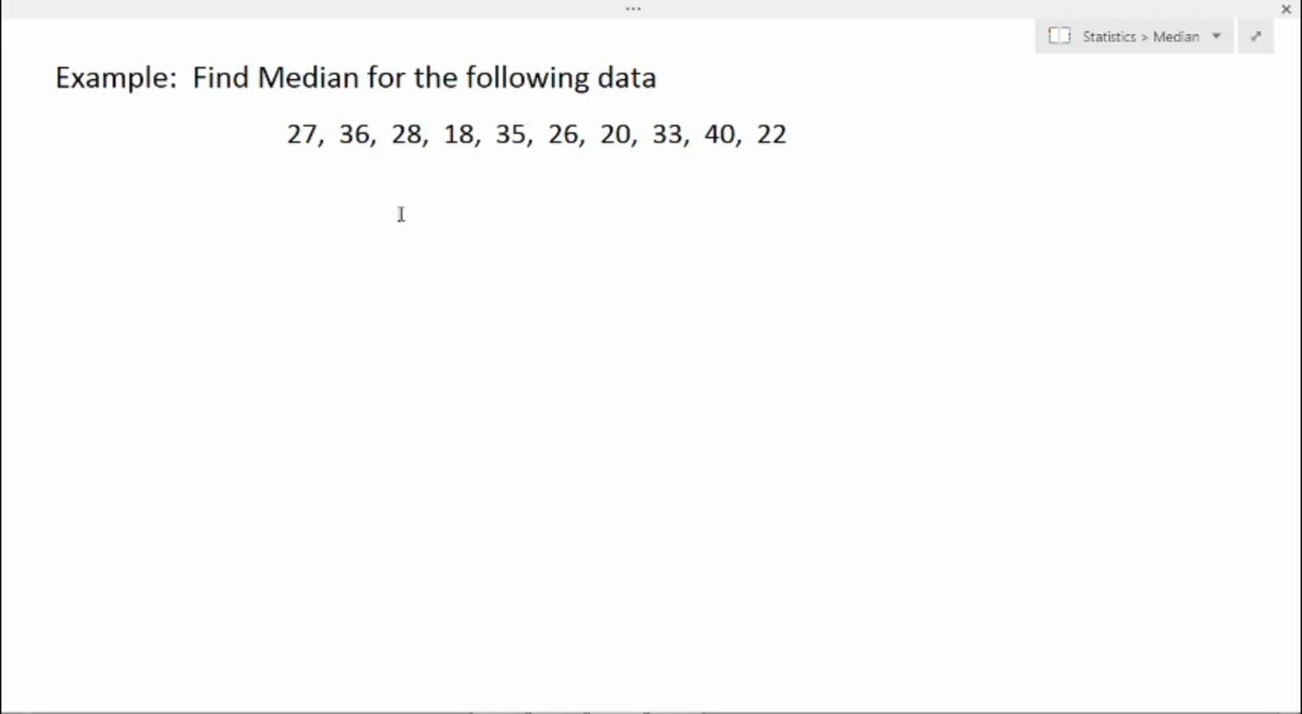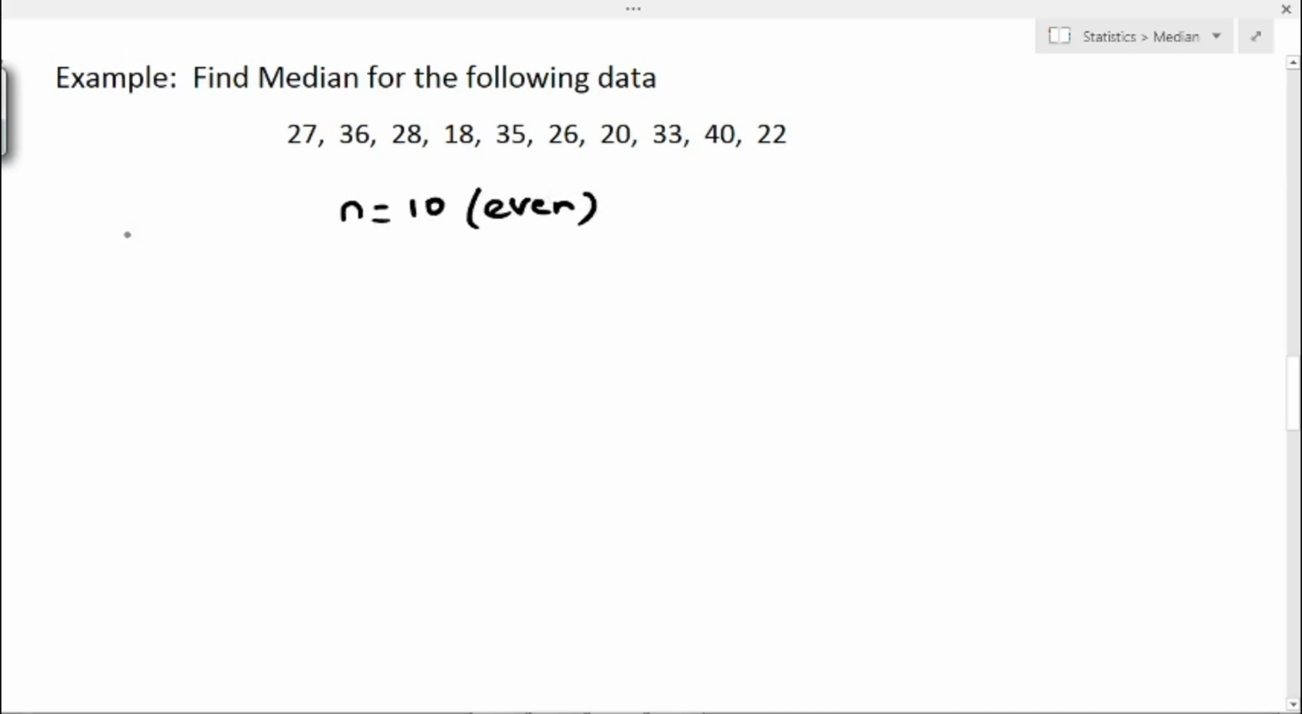Next example. In this example also we have to find the median, and we have individual series data. So first we calculate the number of values given, and here we have 4, 6, 8, 10, totally 10 values. So n equal to 10, this 10 is an even number, so we have to use the even formula.